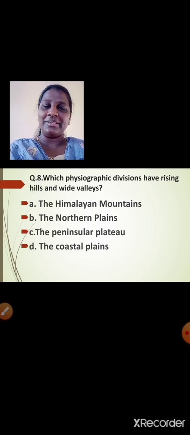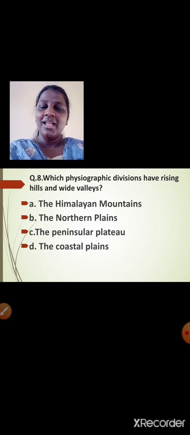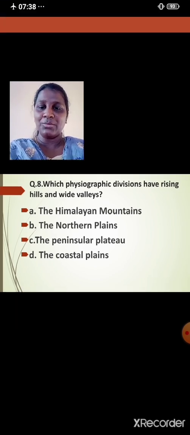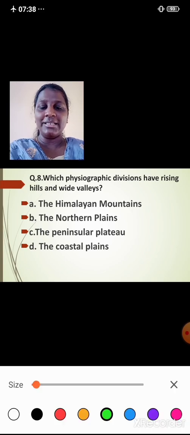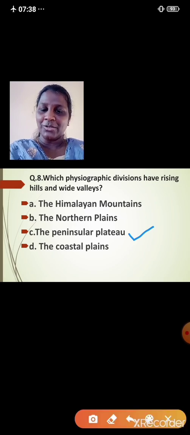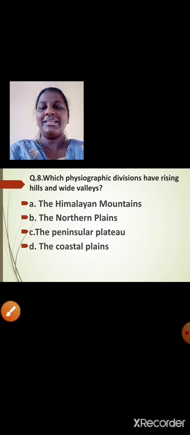The last question. Which physiographic divisions have rising hills and wide valleys? Option A, the Himalayan mountains. Option B, the northern plains. Option C, the peninsular plateau. Option D, the coastal plains. And the correct answer is option C, the peninsular plateau. Peninsular plateau have rising hills and wide valleys. Very good, students. You have understood the topics very nicely.